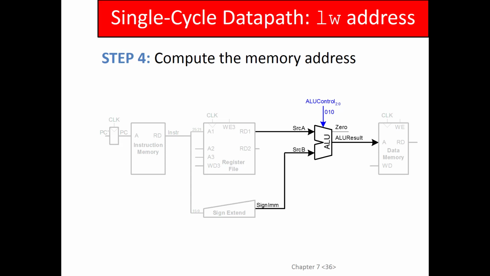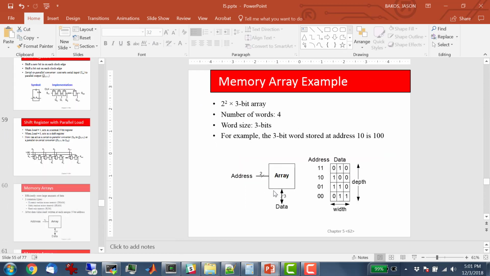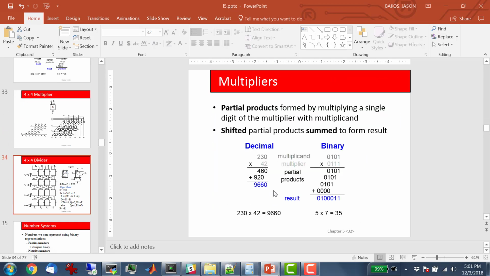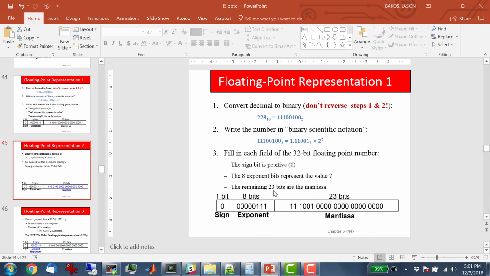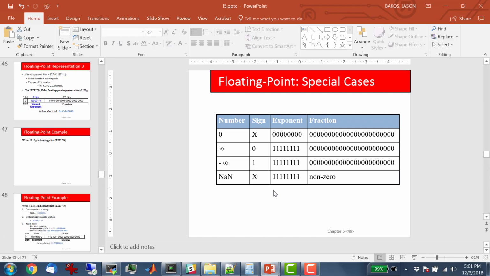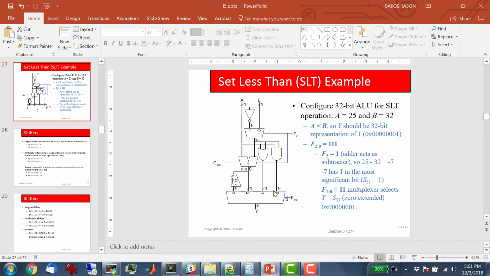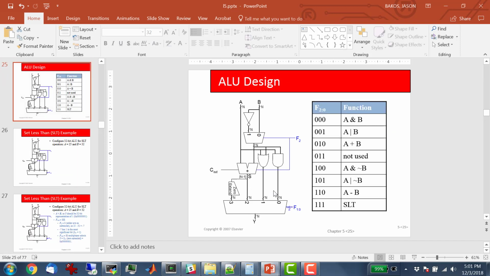Then we've got an ALU, which we also covered in the last chapter. This is the same ALU. I wonder if I can pull that up real quick. Set less than. Yeah, this ALU. So you guys remember this ALU design? This is the ALU that we're using here.